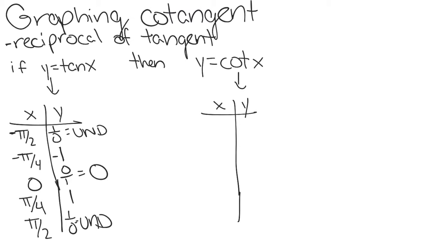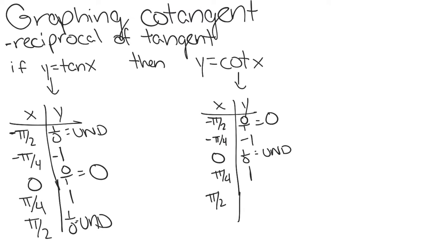So now we're going to go ahead and flip those. At negative pi over 2, cotangent is 0 over 1, which is 0. At negative pi over 4, it's still negative 1. At 0, it's now 1 over 0, which is undefined. And then at pi over 4, it's still 1. And then at pi over 2, it's 0 over 1, which is 0.